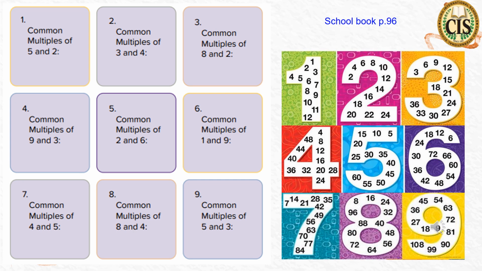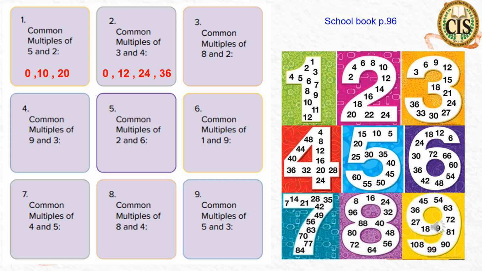From the school book, we will see the chart of the multiples and then answer these problems. Number 1, we need to get out the common multiples of 5 and 2. Don't forget 0 is common for all numbers. So the first common multiples are 0, then 10, then 20. Number 2, the common multiples of 3 and 4. I will look at the multiples of 3 and multiples of 4 and get out the common ones: 0, 12, 24, 36.